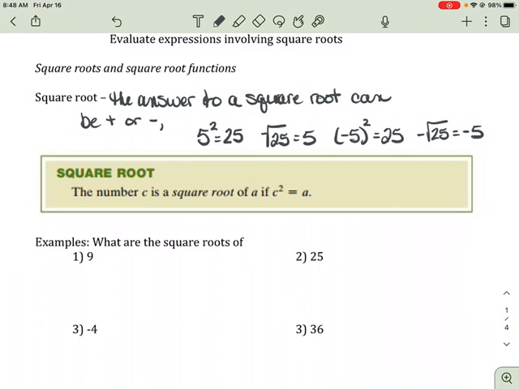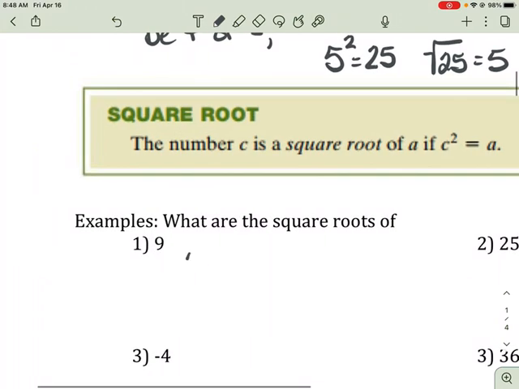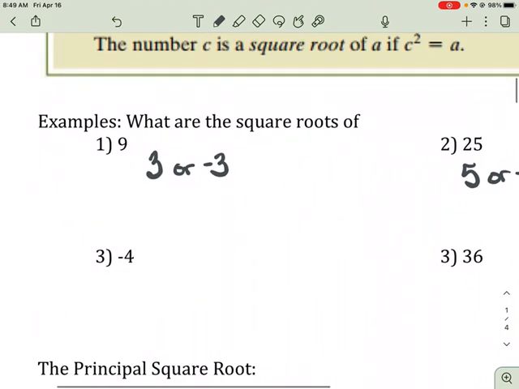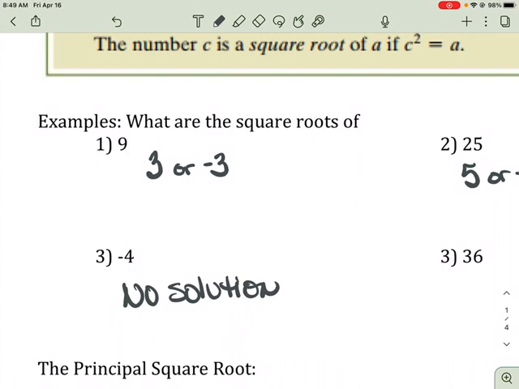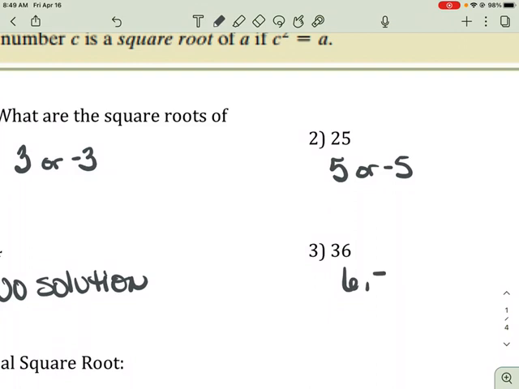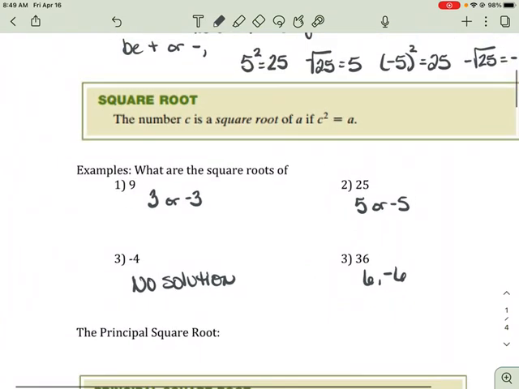So what are some square roots? The square root of 9, well, we can say 3 or negative 3. We can say 5 or negative 5. But there is no number that times itself gives you negative 4, so this is no solution. Be aware, you can't take the square root of a negative number. And the square root of 36 is 6 and negative 6. A lot of times we forget about the negatives though, so we have to remind ourselves.